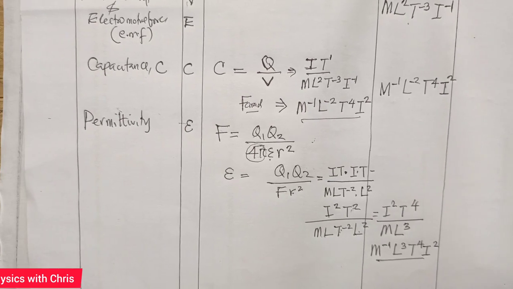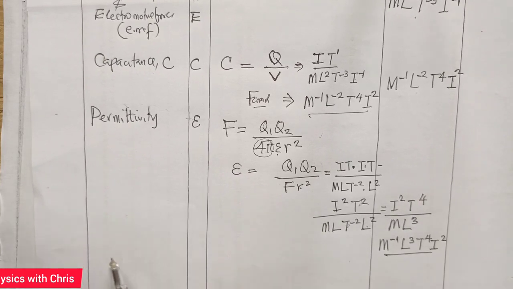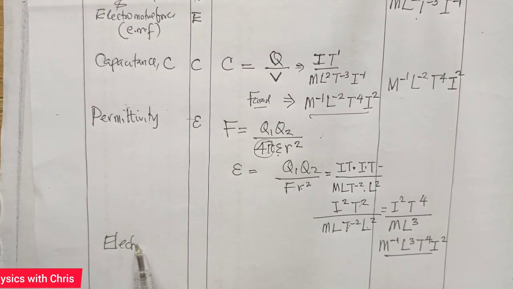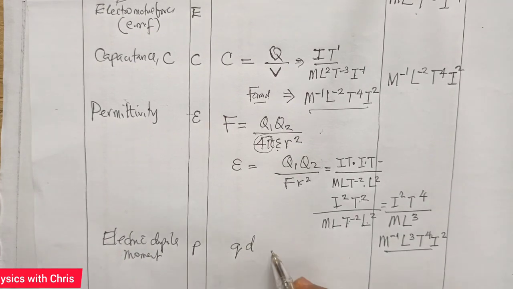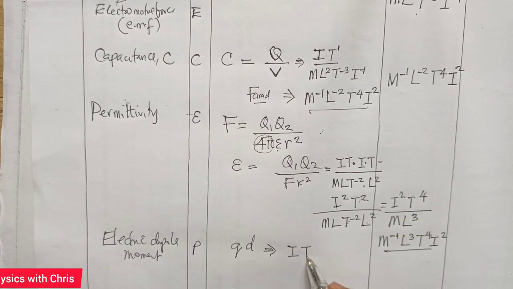Let's look at what we call electric dipole moment. What is the dimension of this? It is given as the product of charge and the distance separating the two charges. The dimension of charge is I times T, that is current times time.